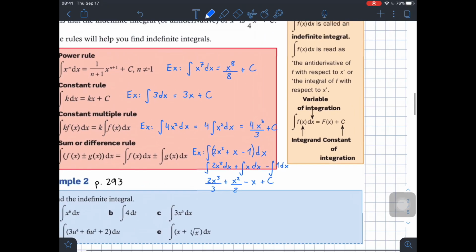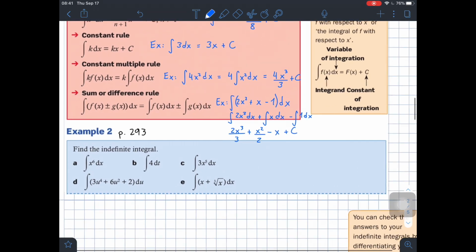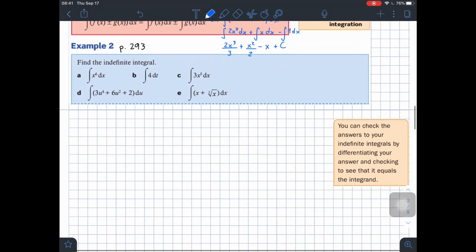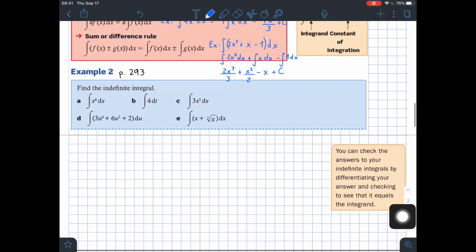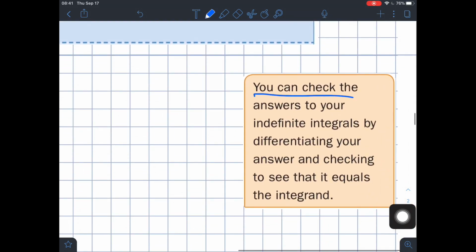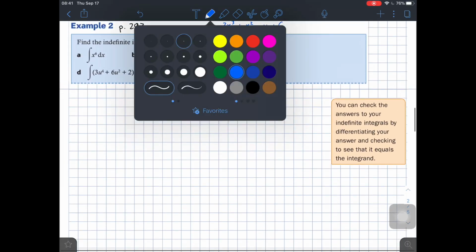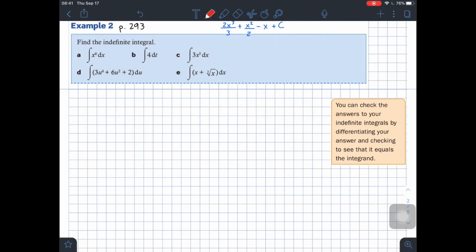indefinite integrals. Okay, so let's see some examples in which we're going to apply all of the different rules we've seen. Here's a tip that I already told you last class. You can always check your answers to your indefinite integrals by differentiating your answer and checking to see that it equals the integrand. So that's an easy way to check if you're doing the right thing, okay? So let's see with some exercises.